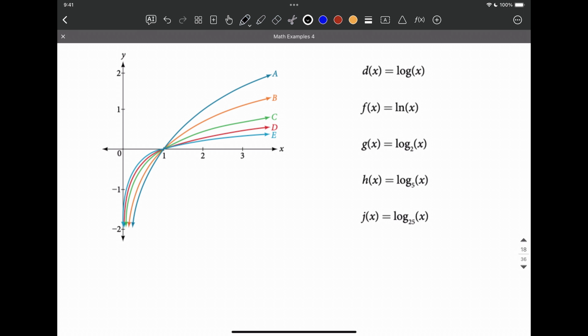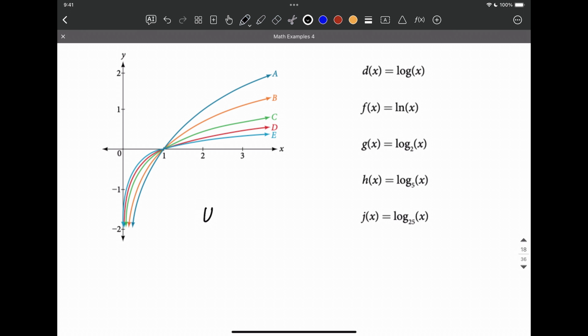In this example, we're presented with 5 logarithmic function graphs and 5 logarithmic functions. And our goal is to play a matching problem here and match the graphs with the appropriate function. So what this all comes down to is these all look very, very similar.